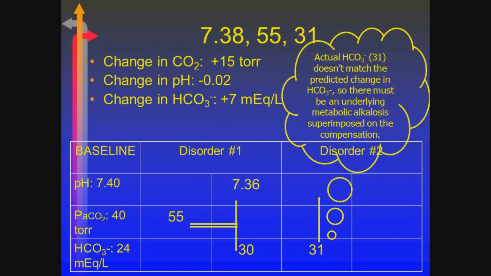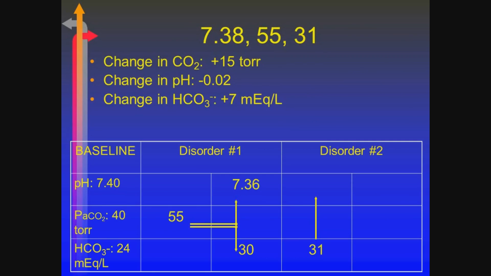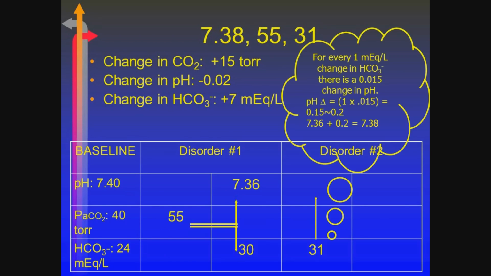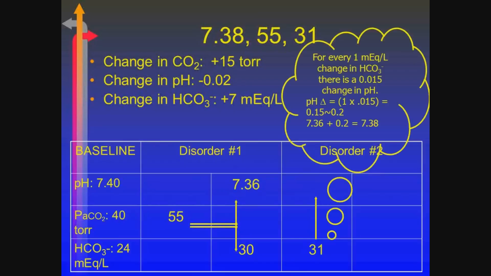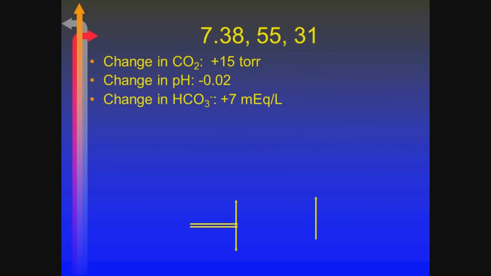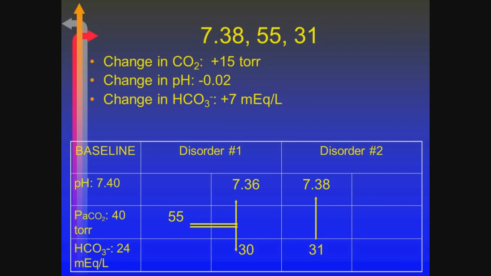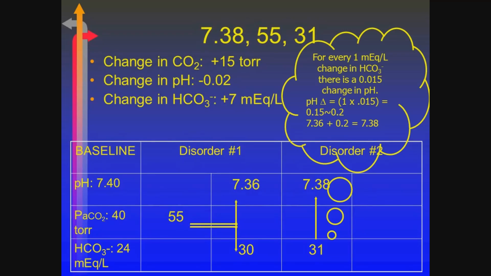So I look at the other value that we have there on the bottom, and it says for every 1 milliequivalent change in bicarbonate, there's a 0.015 change in pH. So I go ahead and add that. It works out to a 0.15 change. So adding that to my 7.36, I come back to 7.38. Dead nuts, right on target. But it also means that it's not just solely a respiratory problem. There's some metabolic issue going on also.